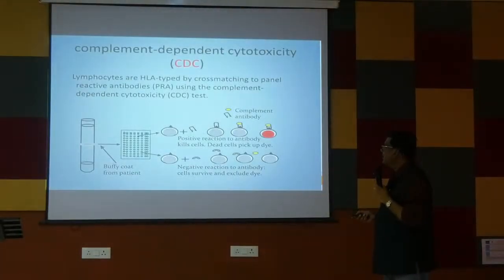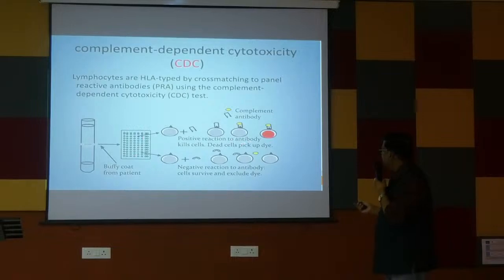This is the simple picture to remember. The lymphocytes are HLA typed by cross-matching to panel reactive antibodies using the complement dependent cytotoxicity. The CDC test is called. The Buffy coat from the donor is taken, and the monoclonal antibody is tagged with this microwell ELISA. This is an ELISA plate where the monoclonal antibody is tagged with the different expected antibodies.